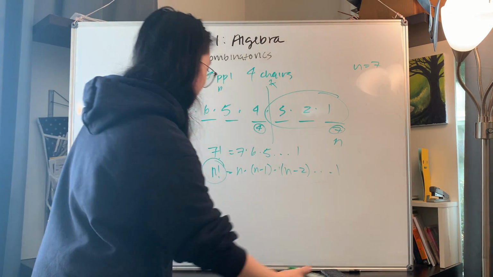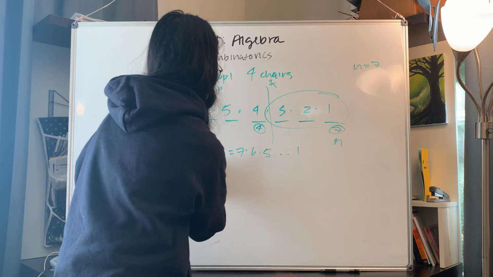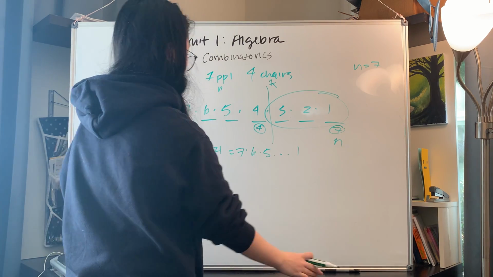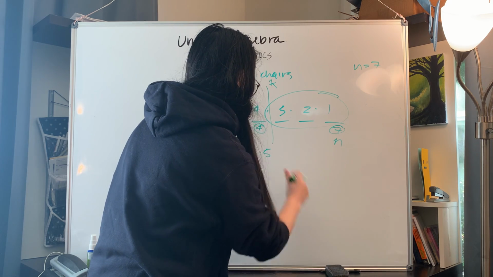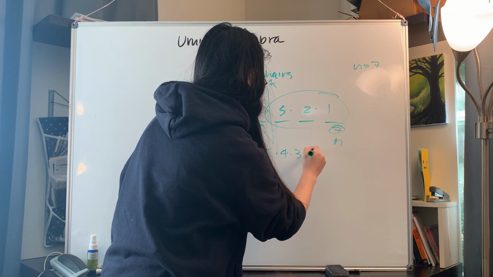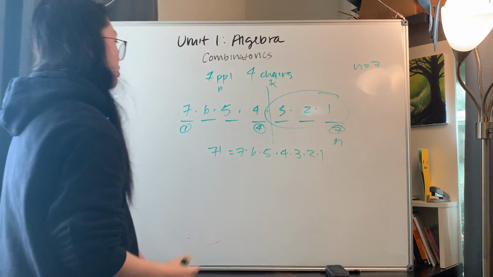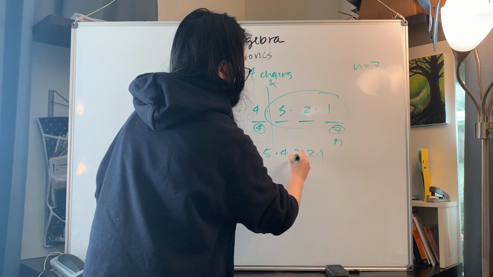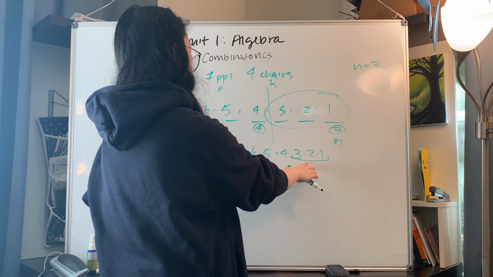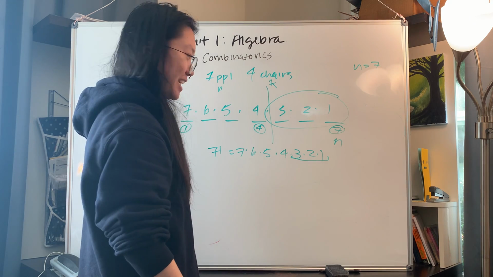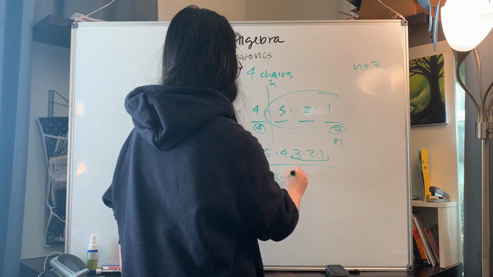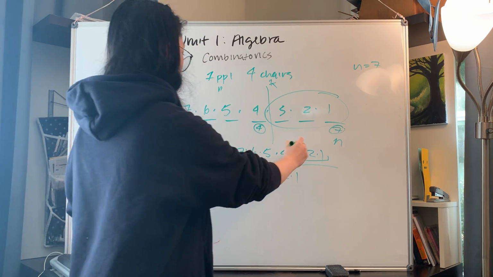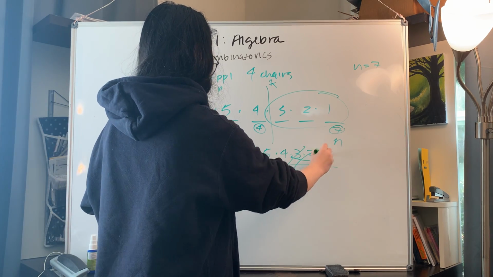Well, as it turns out, what we do is that we start with 7 factorial, as before. But the problem with 7 factorial is that, see, 5, 4, 3, 2, 1. We start with 7 factorial, but we don't want this part. So how do we get rid of this part? Well, we have to divide, right? So let's say that we want to divide by 3 times 2 times 1. And that's what we get, 7 times 6 times 5 times 4.